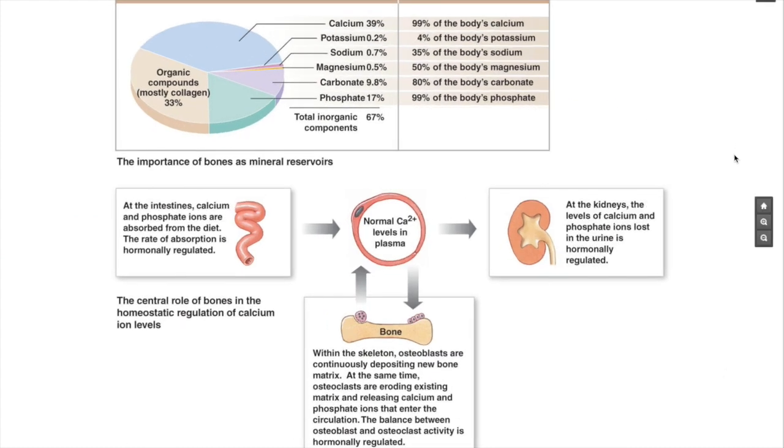Alright, bones play an important role as mineral reservoirs. You can see they're about 33% organic compounds, mostly the collagen protein, and 67% inorganic. They contain 99% of the body's calcium, as well as 99% of the body's phosphate. You can see that's what they're mostly made up of, is calcium.